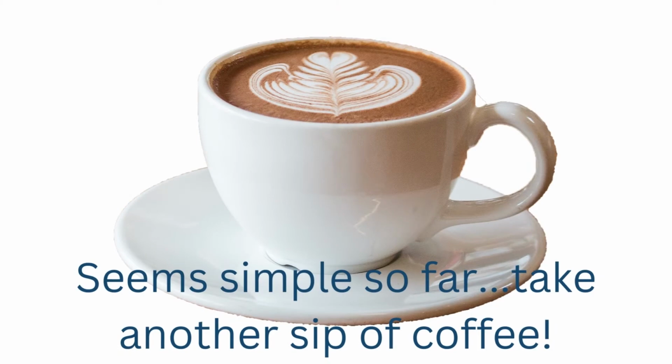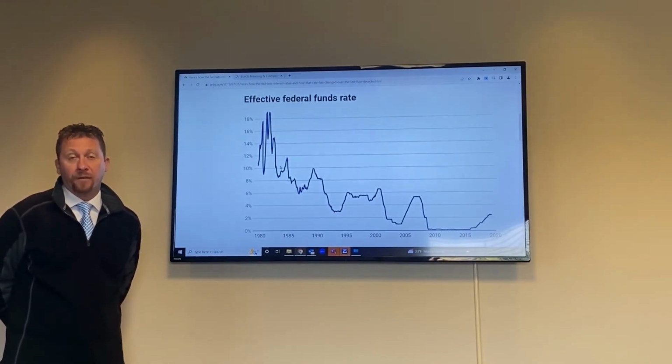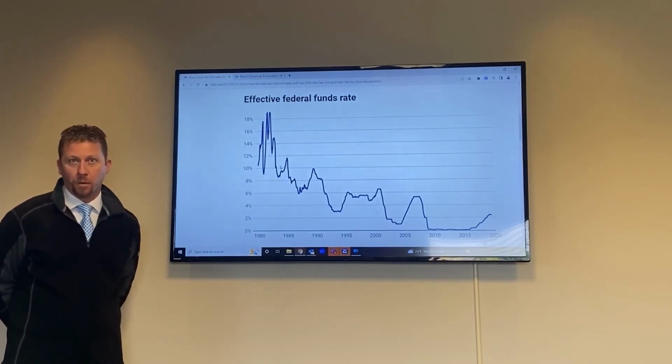Okay, so seems pretty simple so far. Well, take another sip of coffee, all right? Because there's another component to bonds. If you own the individual bond, it's pretty simple. It is what I said before.